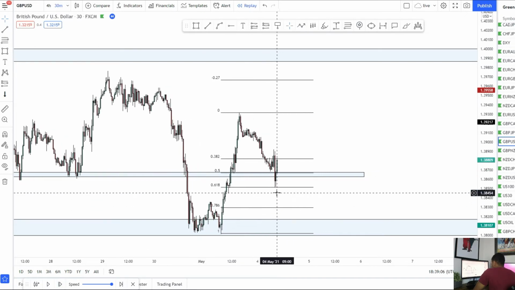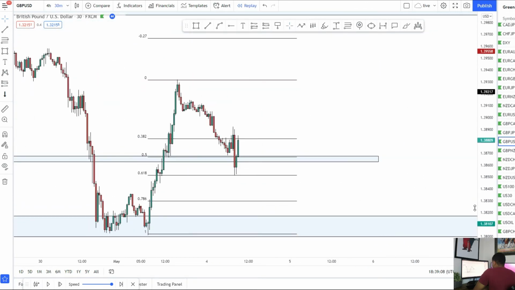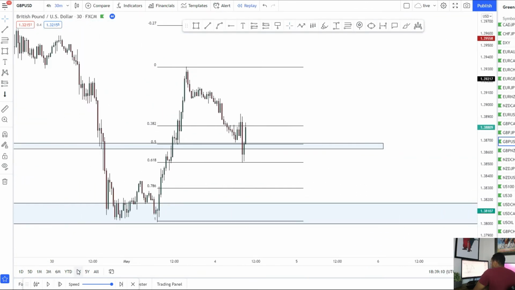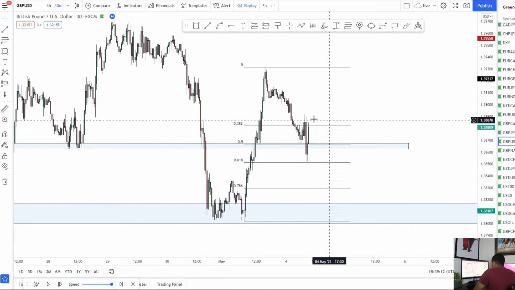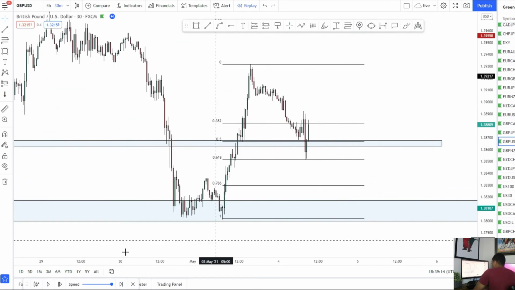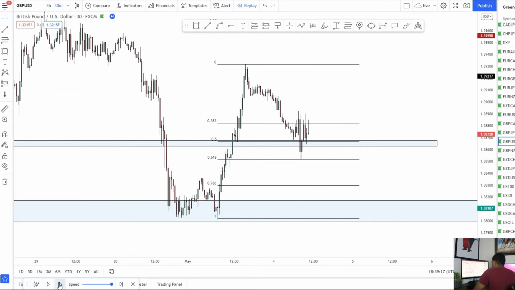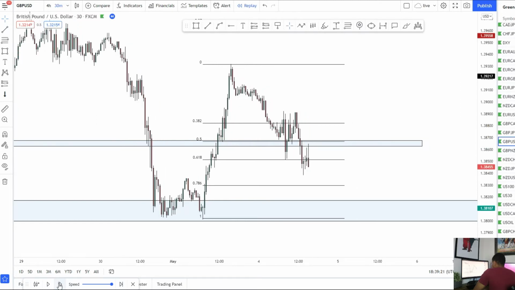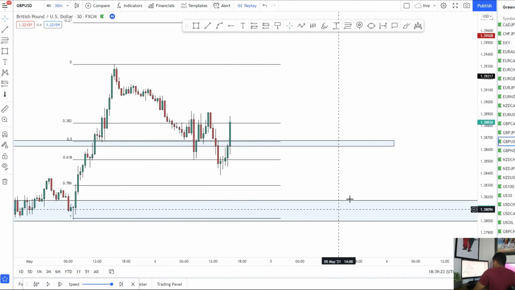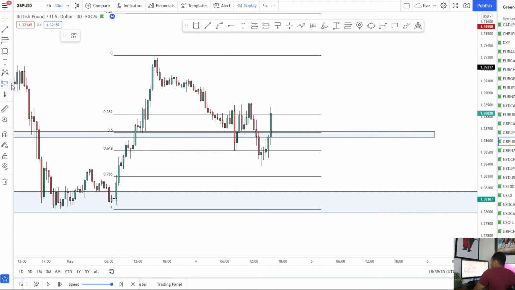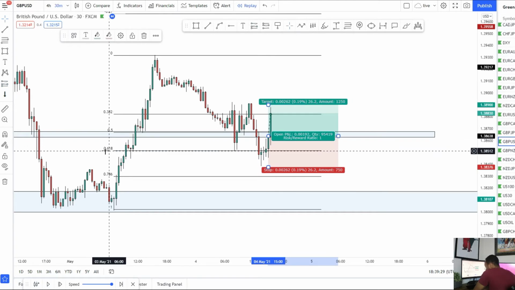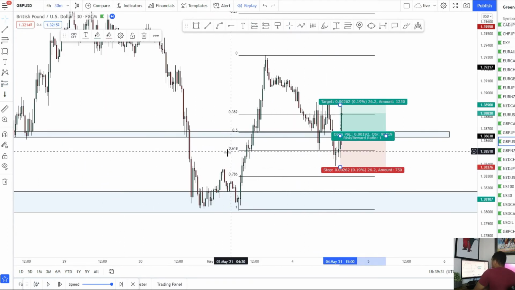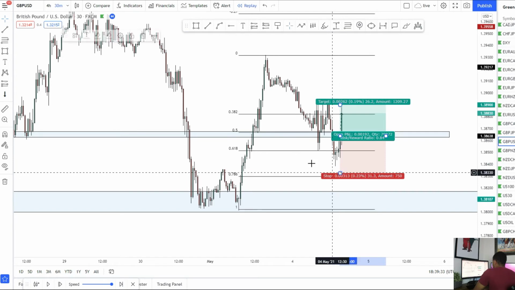Okay, so London is now live, so now we're looking for a nice entry signal, nice bullish candle, but again we do have that bearish candle, price could still drop. Looking for a nice shift there. Okay, that was a nice entry signal. I just pressed play on the second candle there. That was a nice entry signal there at the 0.618. Nice rejection there.